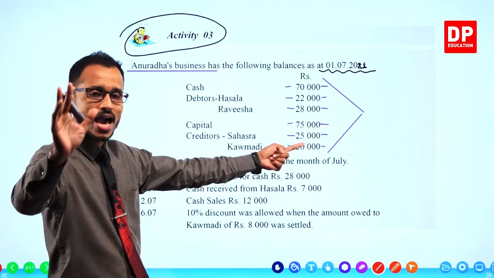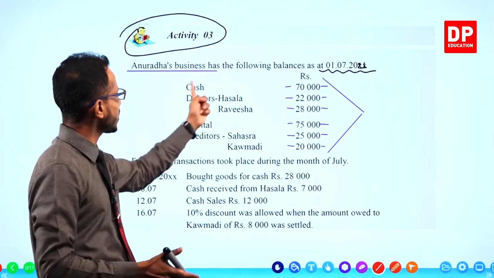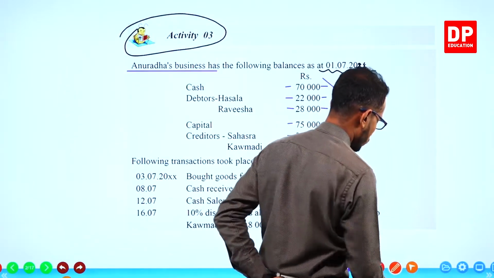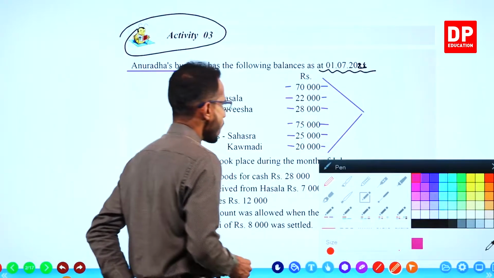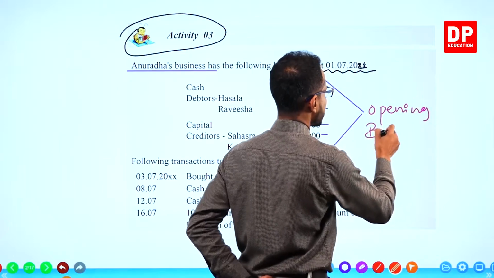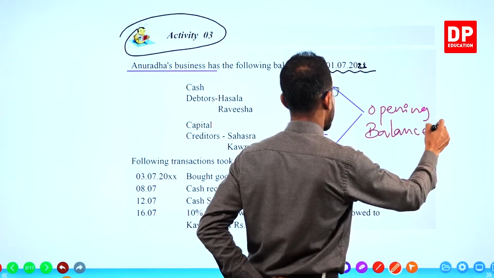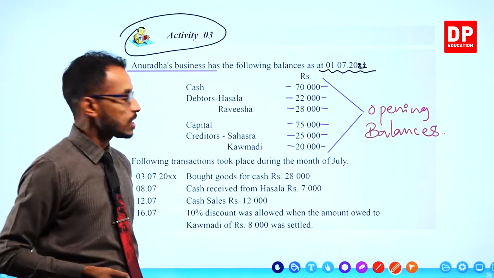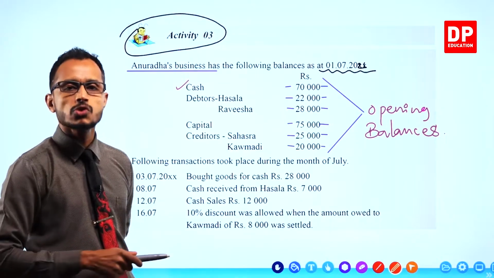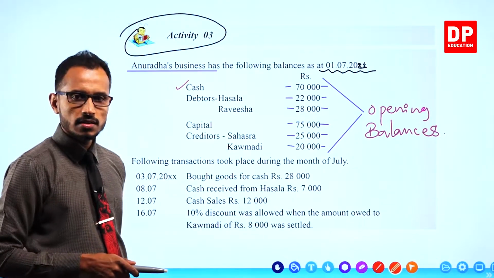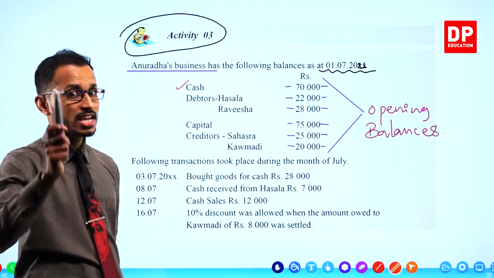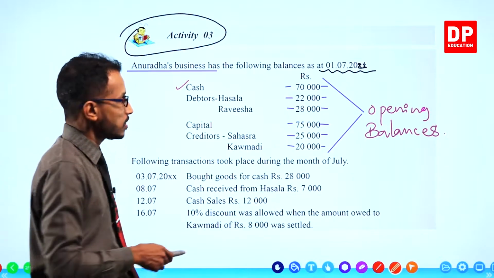So, we start the question by recording these balances in the relevant accounts. Let's see. Opening balances. What balances do we have? We have cash, which means we need a cash book drawn, ruled, before you even start to look at the transactions. You need to rule the cash book.